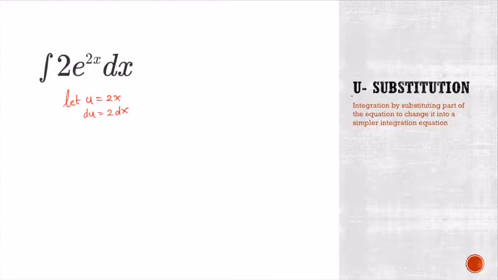We see that in the original problem, we can isolate e to the power of 2x to be e to the power of u. The remaining 2 dx will equal to du. This gives us a basic integral e to the power of u, which is e to the power of u plus c. Now we can plug 2x back into where we have u. This gives us e to the power of 2x plus c.